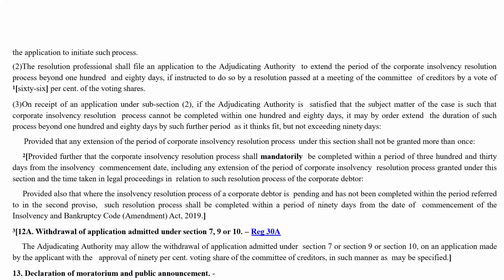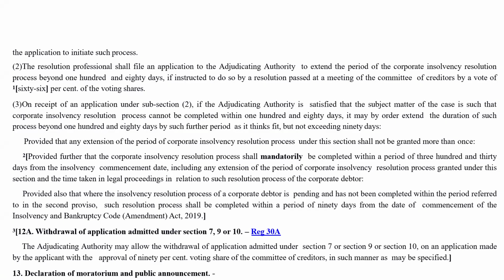And suppose it is not completed within 180 days, then the resolution professional shall file an application to the adjudicating authority to extend the period of the CIRP process beyond 180 days, if instructed to do so by a resolution passed at a meeting of the committee of creditors by a vote of 66% of the voting shares. So they have to pass a resolution at a meeting of the committee of creditors, and then the RP shall file an application to the adjudicating authority to extend the period, right?